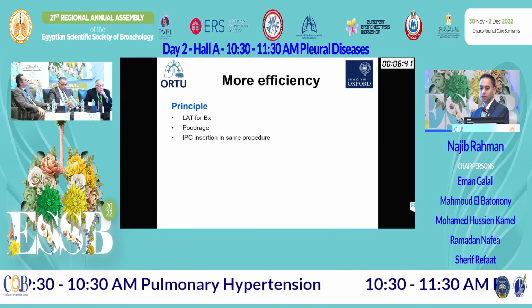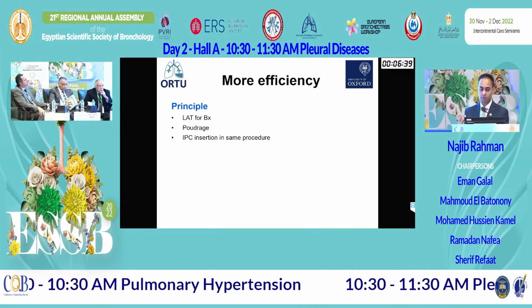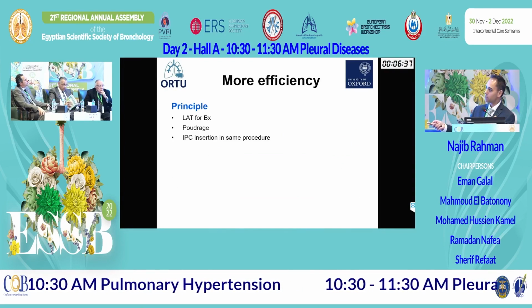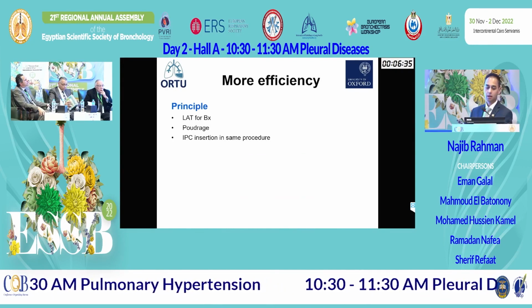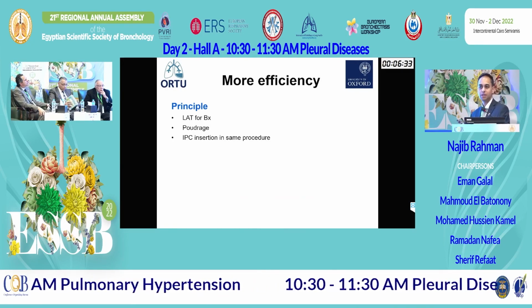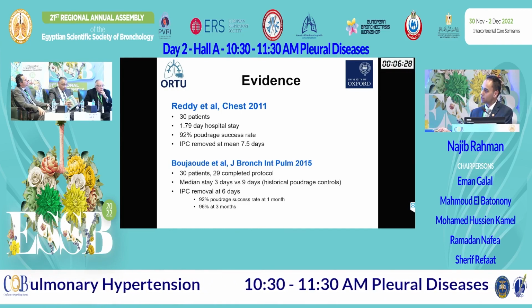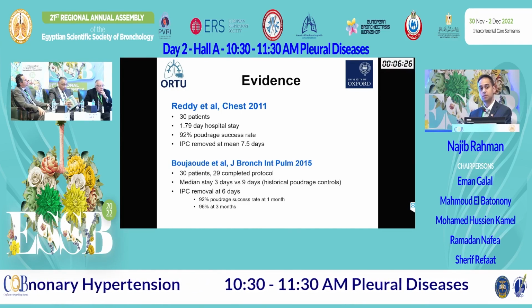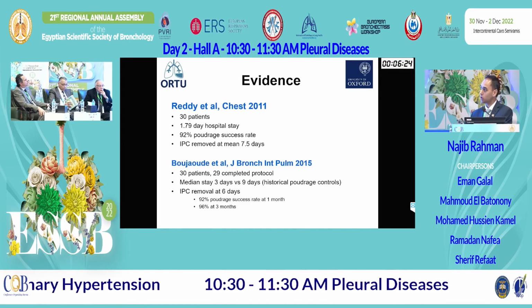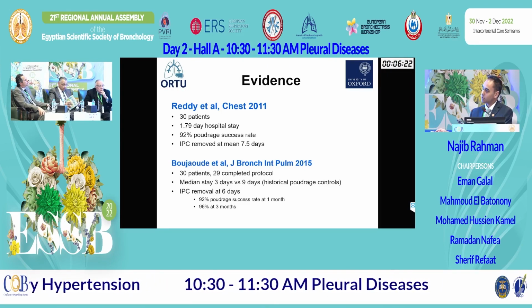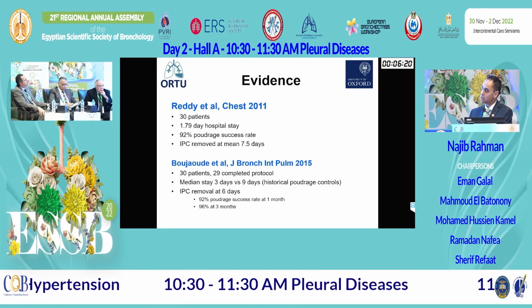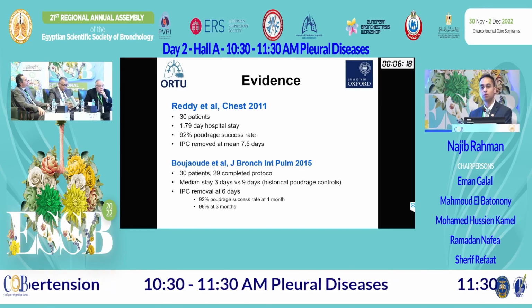Now, perhaps we can increase efficacy. Perhaps we can combine everything. So we do a thoracoscopy for biopsy, poudrage, and then insert an IPC at the same procedure. There's a bit of data that is supportive. So Chuck Reddy did this case series of 30 patients in which he did a biopsy, put an IPC, did poudrage all in one day. And they stayed in hospital for a couple of days. They claimed a 92% success rate, and they removed the IPC within a week.